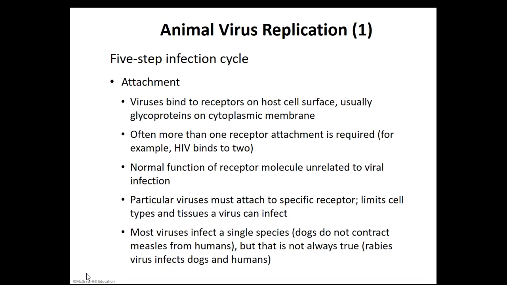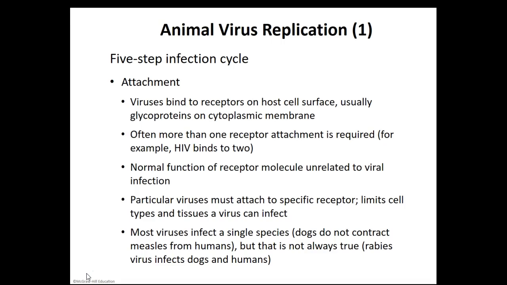Like I said, in this video, we'll begin that discussion, and what we're going to focus on is the attachment step. The attachment step in the animal virus replication cycle actually involves the virus binding to receptors, typically glycoproteins, which are some combination of a protein as well as a sugar on the surface of that particular cell.